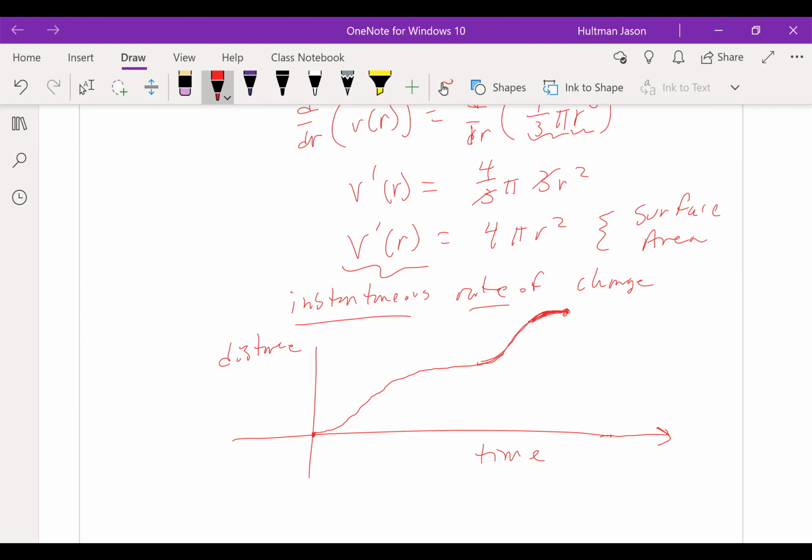Okay, so notice that from here to here, I travel a certain distance over a certain amount of time. So change in distance over change in time, and that would give me my average rate of change over these 2 points.